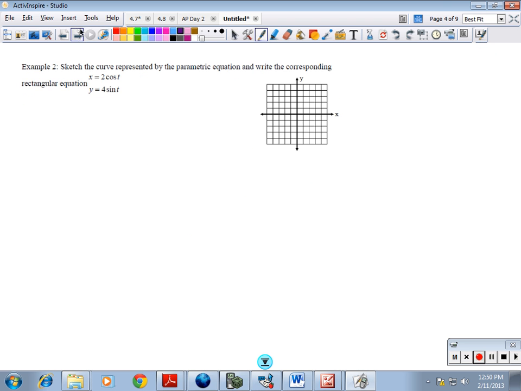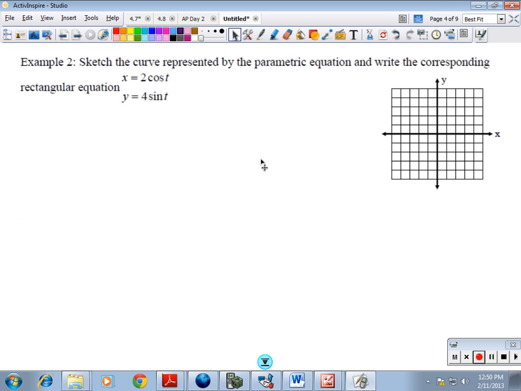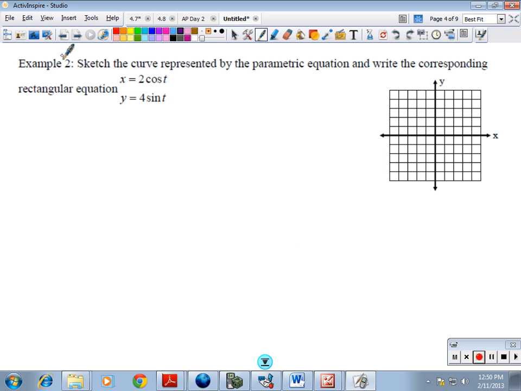Here's example 2. The last one we're going to do for this video, so it doesn't get too long, is example 2 again. We're going to rename that example 3. It says sketch the curve represented by the parametric equation. We're doing the same thing again. Only this time I have sine and cosine, so I'm going to make life a little bit easier.